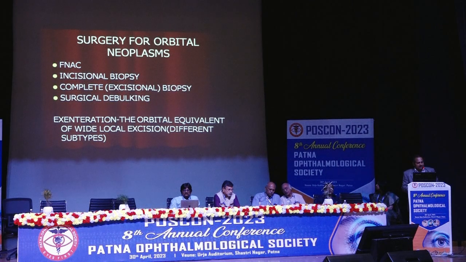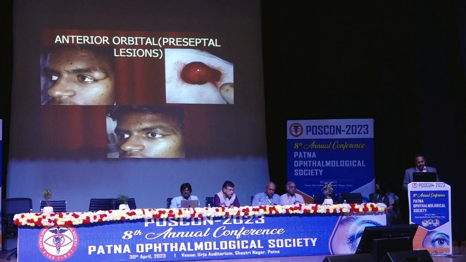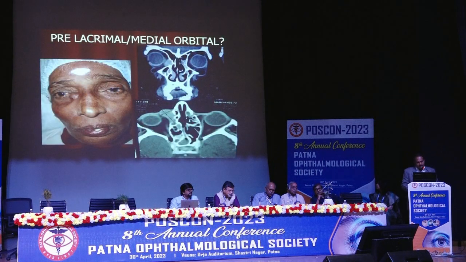And exenteration is done as a last measure and also as a palliative procedure, and that's the orbital equivalent of a wide local excision. And there are again different subtypes in exenteration. Anterior orbital lesions are usually removed by a preseptal approach, like this young boy here, who had a preseptal dermoid cyst that was removed by a subbrow incision that you can see is well masked, and that's the pre and post-op.